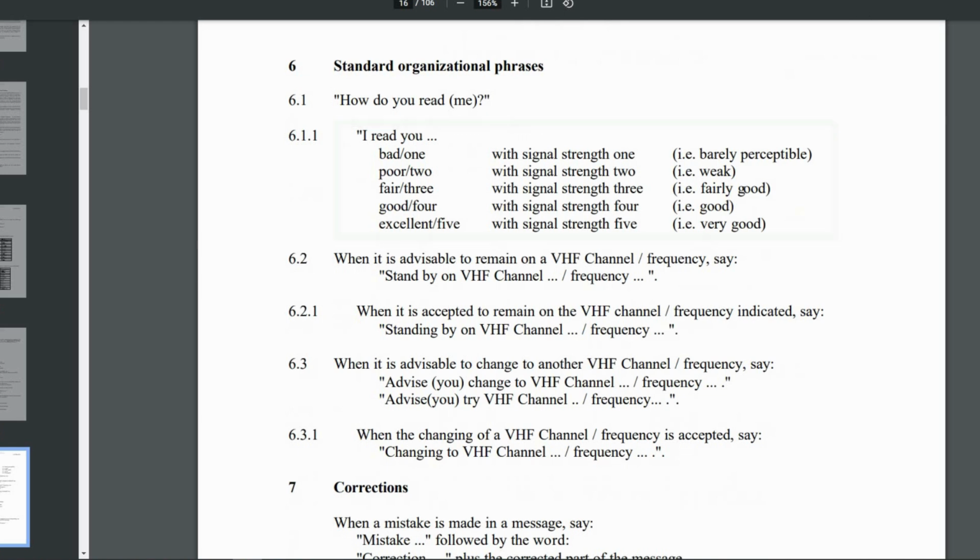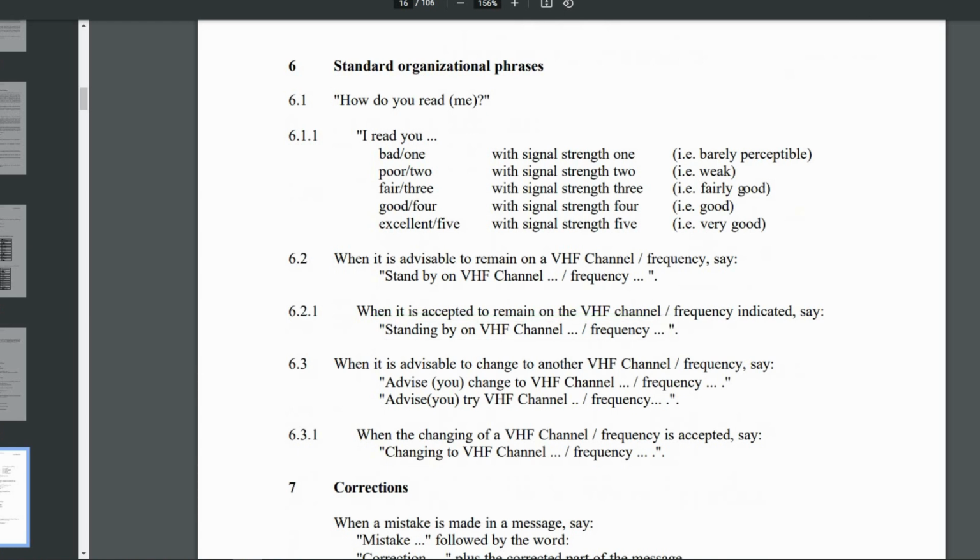6.2 When it is advisable to remain on a VHF channel or frequency, say: stand by on VHF channel, or stand by on frequency. 6.2.1 When it is accepted to remain on the VHF channel or frequency indicated, say: standing by on VHF channel, or standing by on frequency.